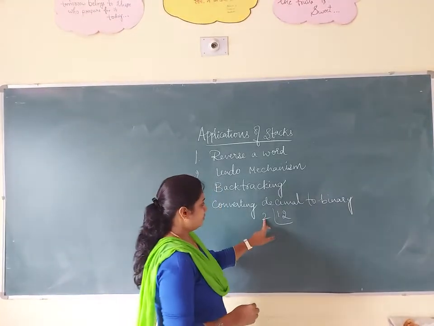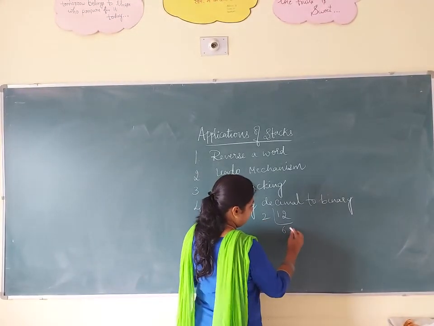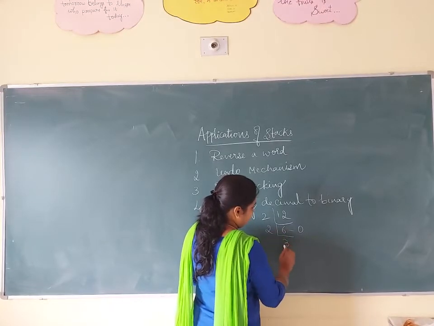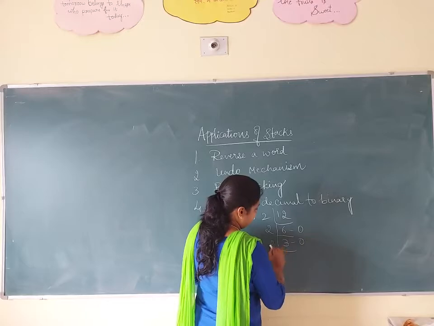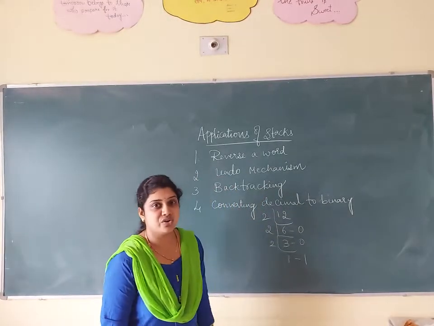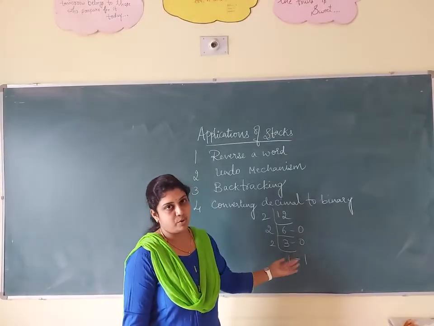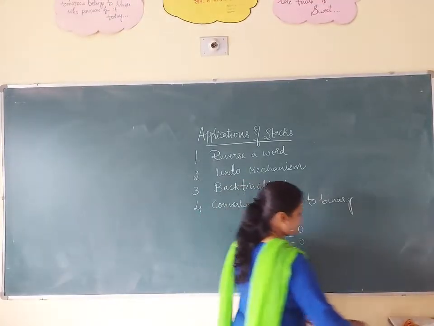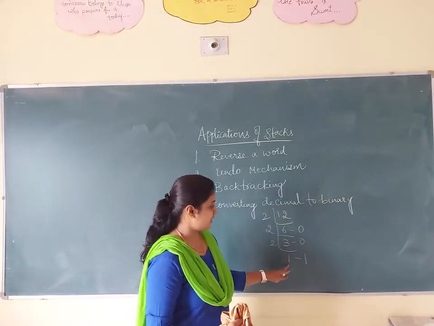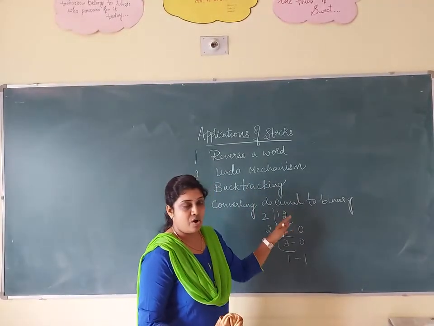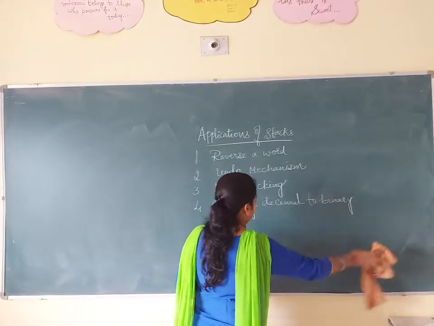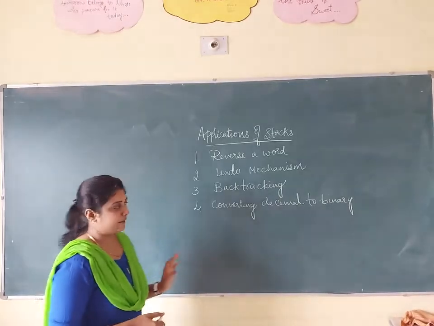2 sixes are 12, the remainder is 0. 2 threes are 6, the remainder is 0. 2 ones are 2, the remainder is 0. So how do we consider the remainders? In this conversion concept, you consider the remainders from bottom to top. So in this concept you are using a stack, converting a decimal to binary.